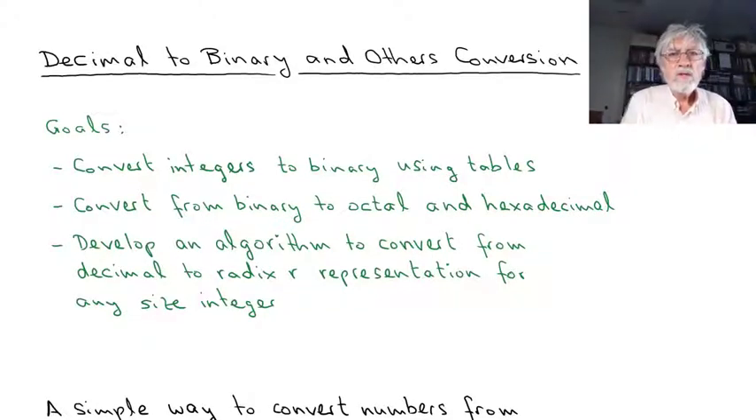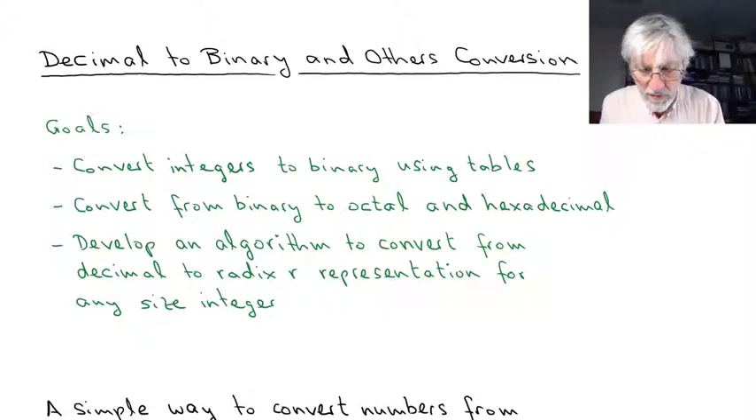In this video we are going to take a look at how to convert from decimal to binary and other number systems. Our goals are to convert integers to binary using tables first, and then to convert from binary to octal and hexadecimal. And then we want to develop an algorithm to convert from decimal to Radix R representation for any size integer.